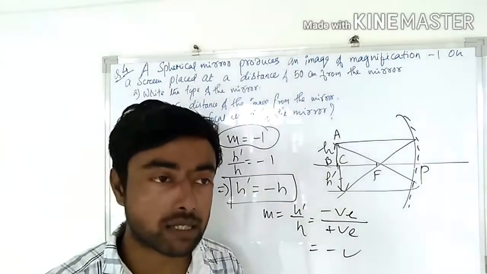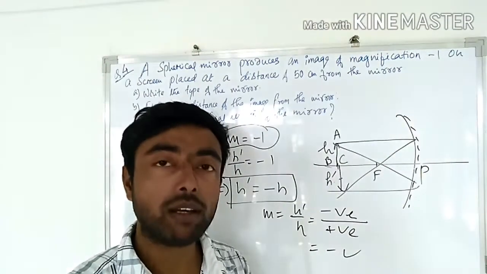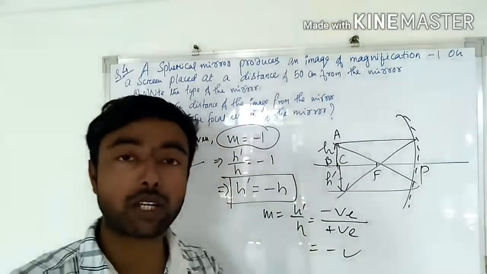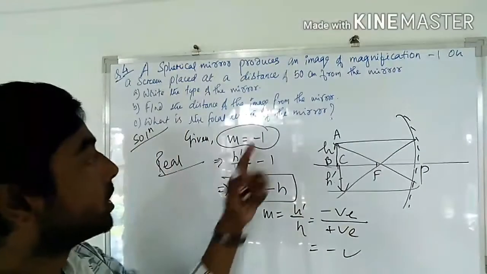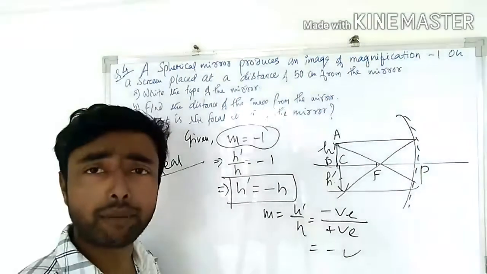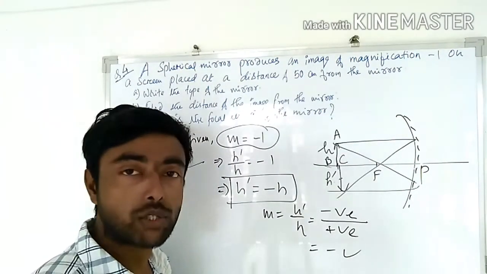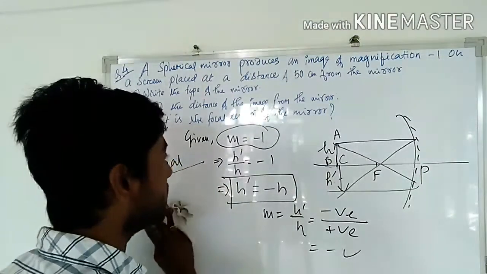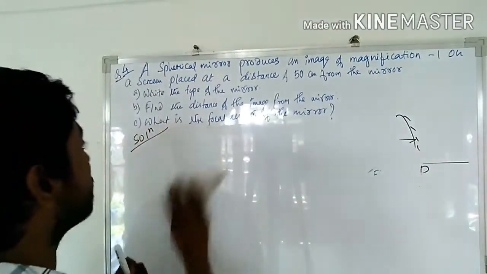So sometimes it is asked, if the magnification is negative, what is the nature of the image? The nature is real, you remember. So for a real image only, you are getting negative magnification. And if the magnification is positive, then we can say that the image is virtual and erect.